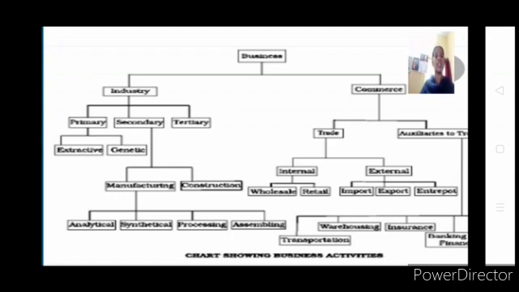Some other products are produced and sold within a country, then we call it internal trade. So your internal trade is again classified into two, that is wholesale trade and retail trade.